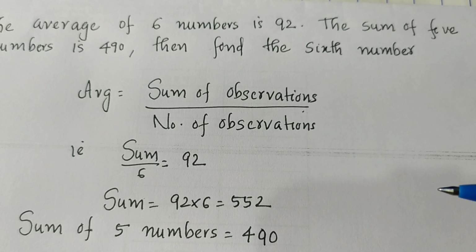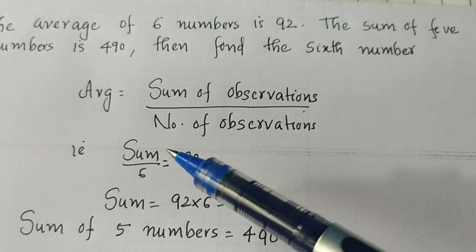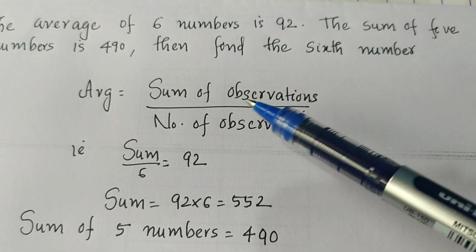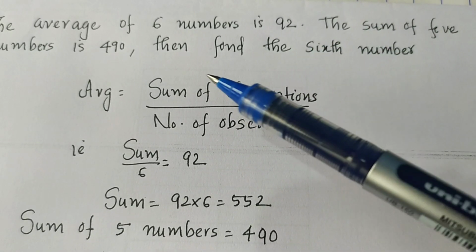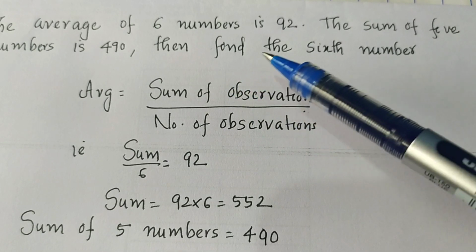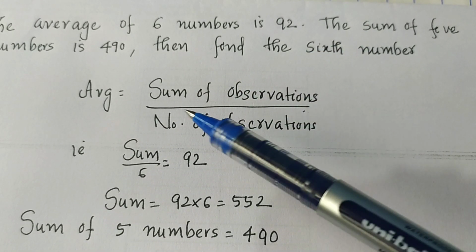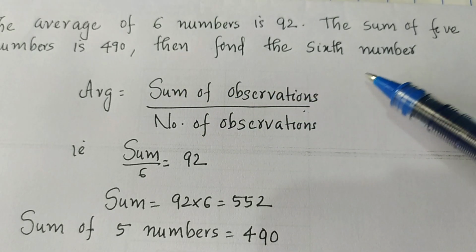So before discussing consecutive numbers, let us consider one more simple question. The average of 6 numbers is 92. The sum of 5 numbers is 490. Then find the 6th number. So we are given the average of 6 numbers, which is equal to 92. The sum of 5 numbers is also given, that is 490. Then we have to find out the 6th number.